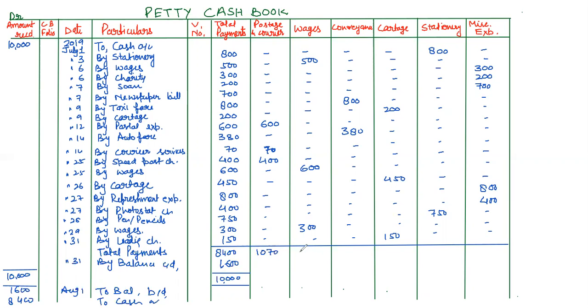And after that, we will take the total of all the separate columns also. So total of postage and courier is 1070, 1400, 1180, 800, 1550, and 2400. So like this, we can prepare the petty cash book. Preparation of petty cash book is very simple. Okay.